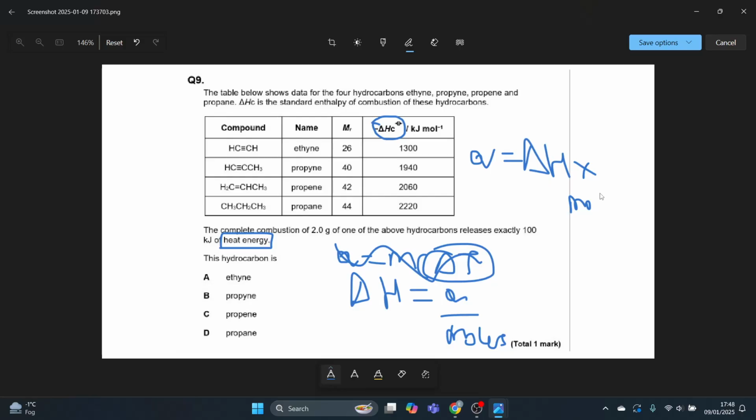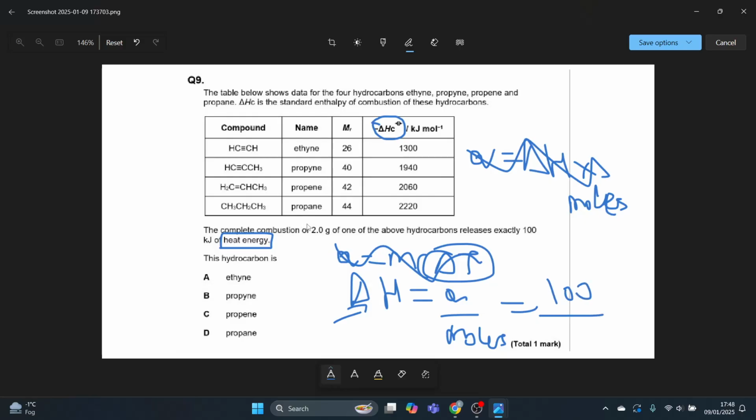Okay, Q equals delta H times by number of moles. Or what can we do instead? Actually, no, we just work out delta H. That's just way simpler. Okay, so it's going to be delta H in kilojoules equals 100 kilojoules divided by number of moles.